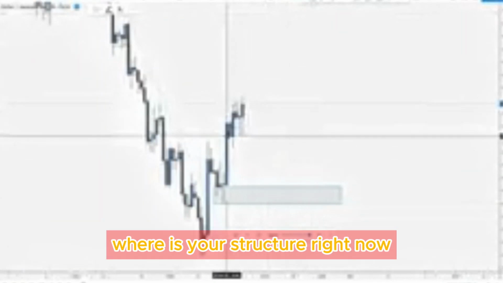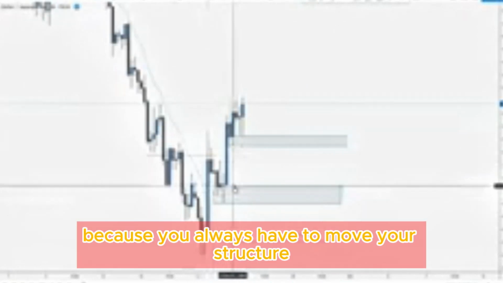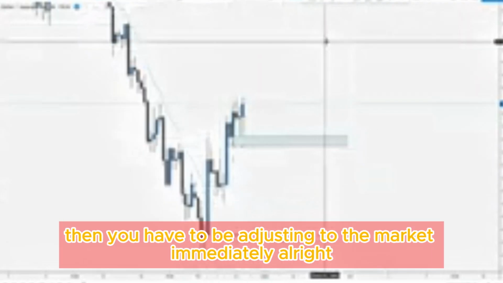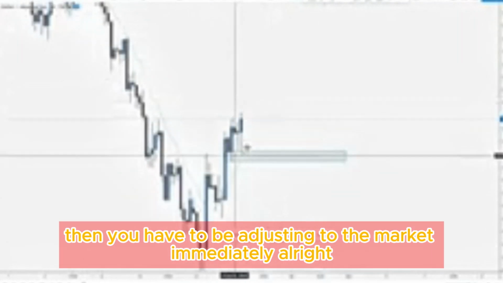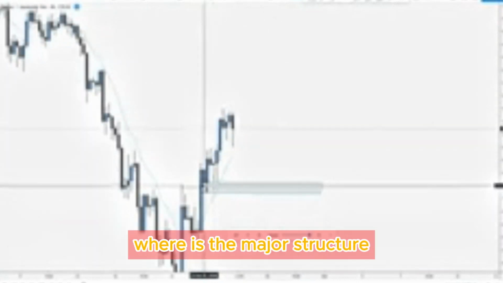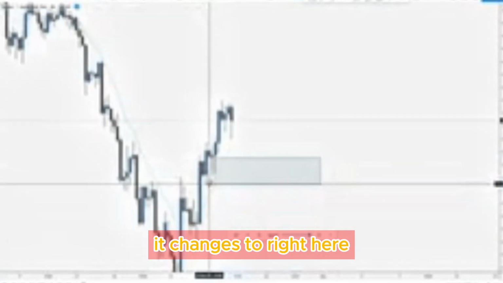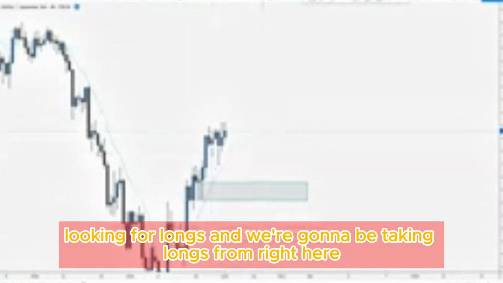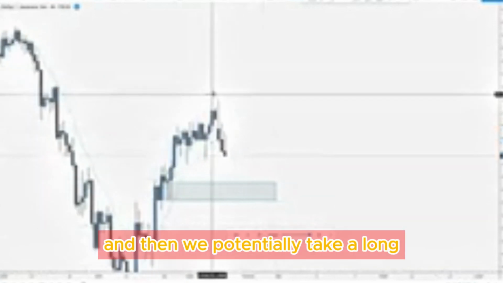Where is your structure? Right now, it's right here, because we always adapt. You always have to move your structure, because once you have a break of recent structure, then you have to be adjusting to the market immediately. Alright, and we can potentially take a trade right here. Then we have another push. Where is the major structure? It changes to right here. So right now we're looking for longs, and we're going to be taking longs from right here. And then we potentially take a long.